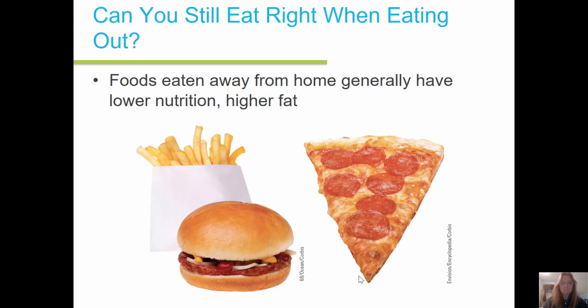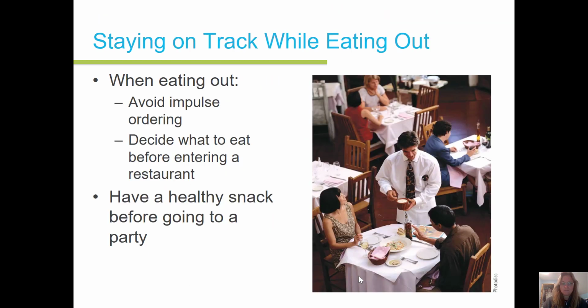So when we tend to eat away from home, we tend to eat foods that are definitely higher in calories, and then they're also higher in fat. So be cautious when we eat out. Try to avoid impulse ordering. Maybe before you go to the restaurant, figure out in your head what you're going to have before you actually open up that menu and order. Already know going in, this is what I'm going to have.